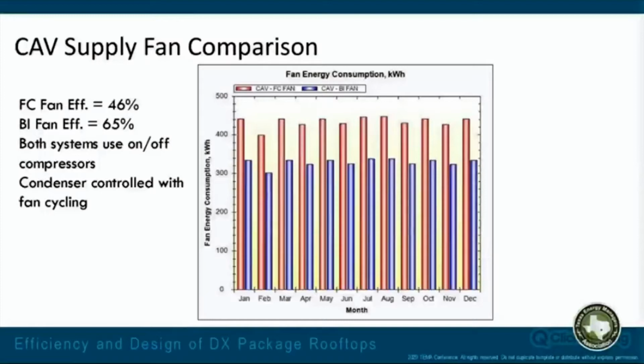So we look at our constant air volume supply fan comparison. In this case, we've got a forward curve fan. The fan efficiency on our forward curve fan is 46%. Our backward incline plenum fan is a 65% efficient fan.